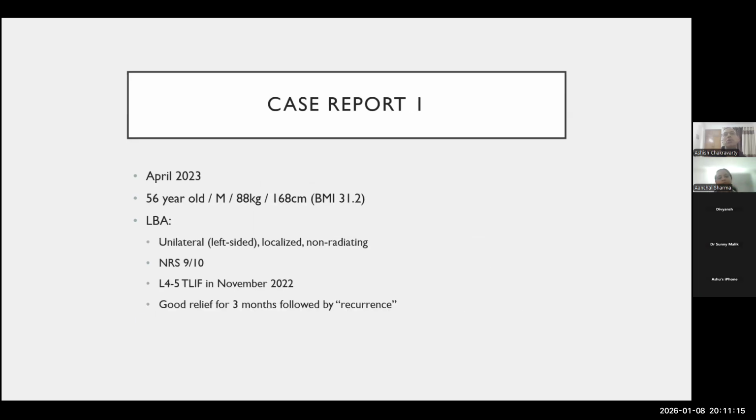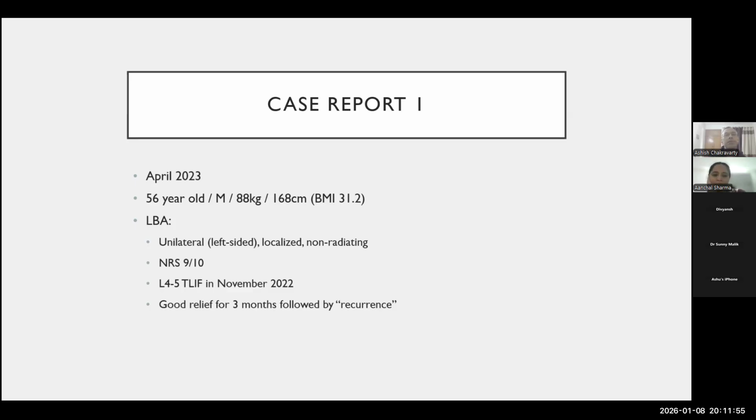So the first case report was that of a 56-year-old male, 88 kg and 168 centimeters, with a BMI of 31.2. The patient presented to me with unilateral left-sided localized non-radiating pain in the low back with an NRS of 9 upon 10. There was a history of having undergone a T-LIF procedure at L4, L5 in November 2022. The patient had good pain relief lasting for around 3 months after the surgery, after which he started to have recurrence.